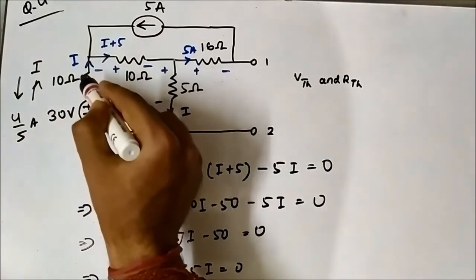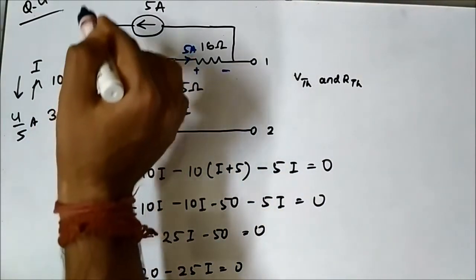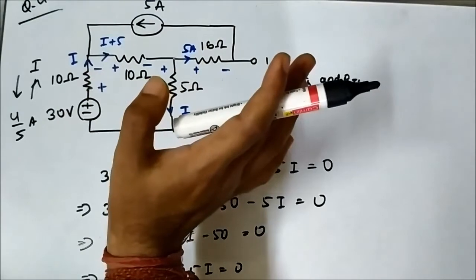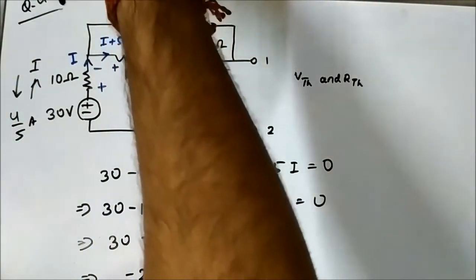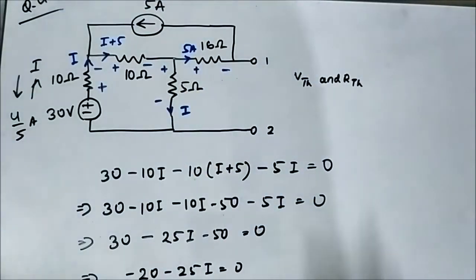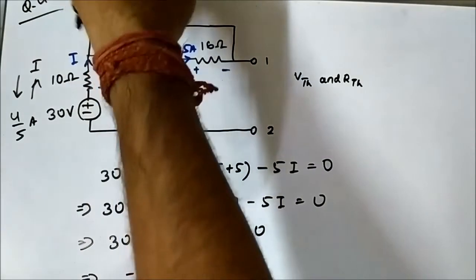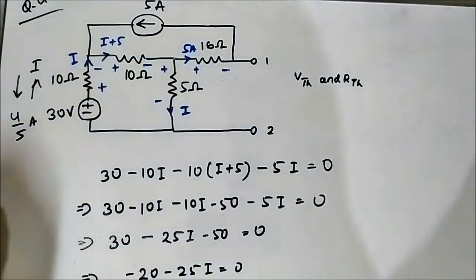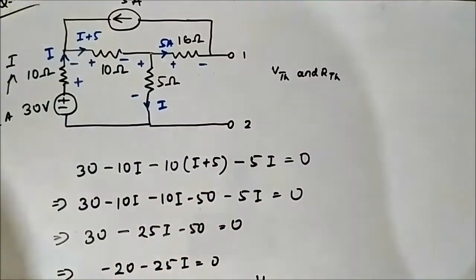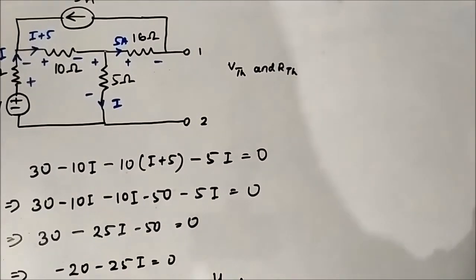Here we took an assumption that I is flowing in this direction. Everything is correct here. Our assumption is not wrong, but the actual direction is the opposite. So the minus sign essentially means that. It is actually in this direction, downwards. That is the actual direction of I. So there is no need to change anything about the circuit. We got the result as minus 4 by 5. Let us keep that. Now we have to find VTH.